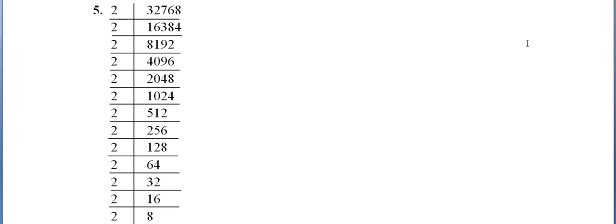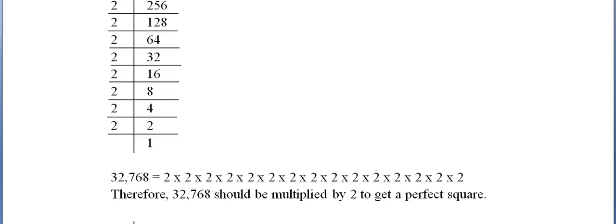Now, I have followed the prime factorization method here, and you can see that there are 15 twos appearing. There are a total of 15 twos here. So 32768 equals 2 into 2 into 2 into 2, and so on. There are 15 twos here.